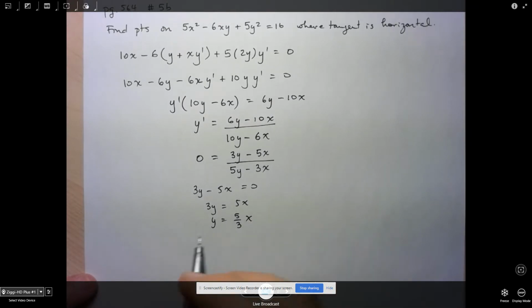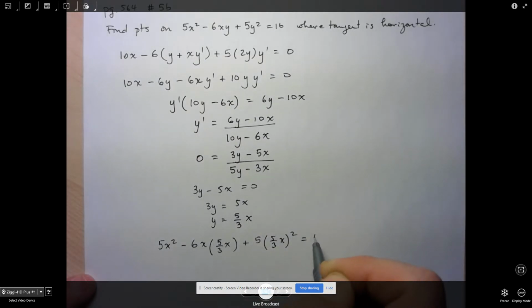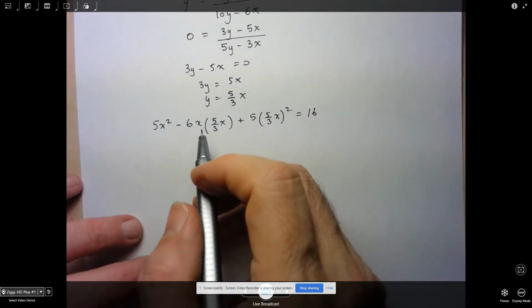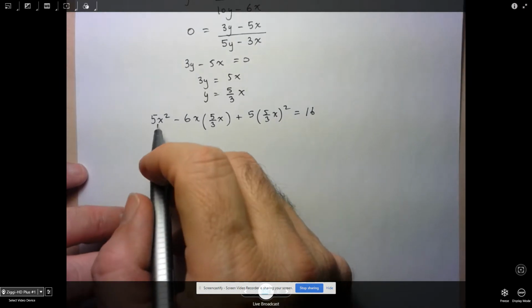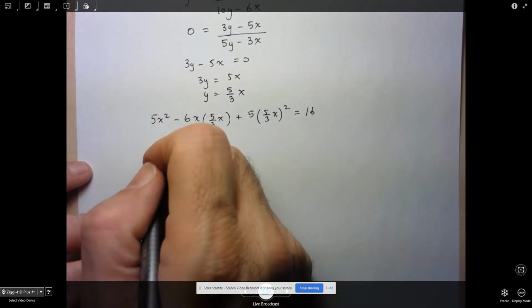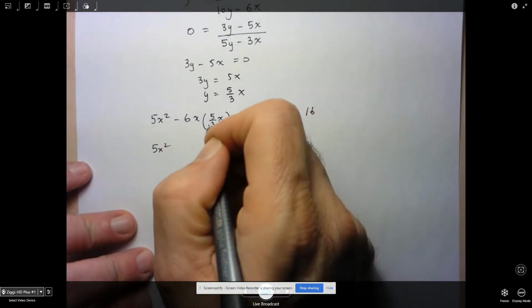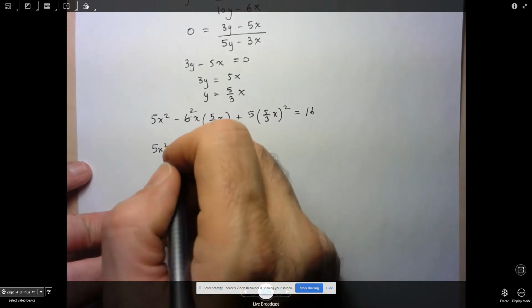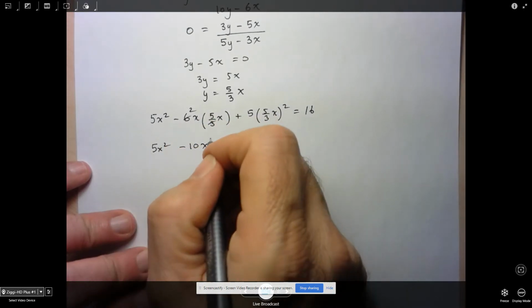So we've got 5x squared minus 6x times y, which is 5/3 x, plus 5 times y squared, so 5/3 x all squared, and that's equal to 16. And now I see that I have an equation solely in x, so I can solve this. I'm just going to take the time, be careful with my algebra here. So 5x squared, here the 3 and the 6 will reduce, so I'm just left with minus 10x squared. So that's good, at least they're like terms.